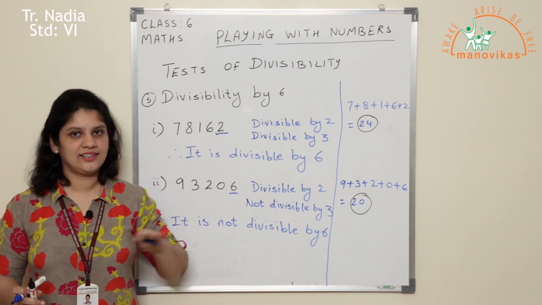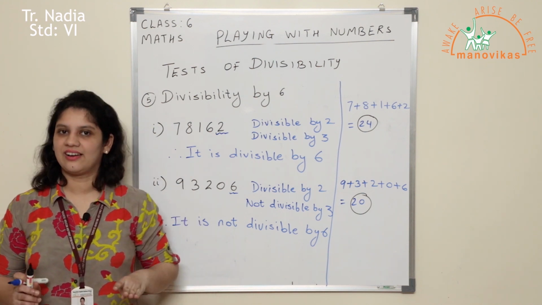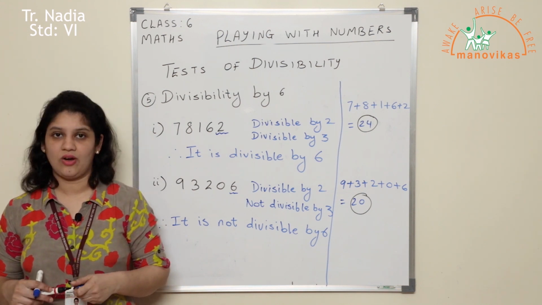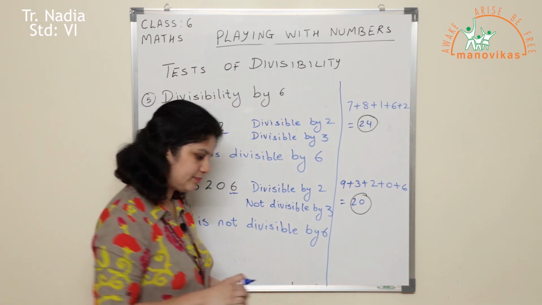Clear the 2 test, clear the 3 test. If both the tests are cleared, then only the number is divisible by 6. Otherwise, no, it is not divisible by 6.